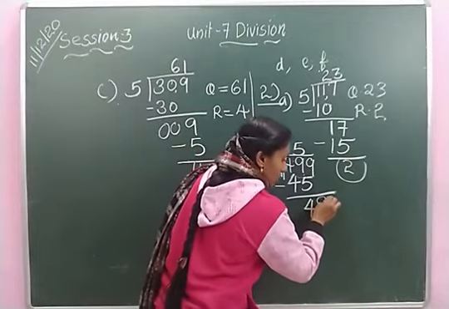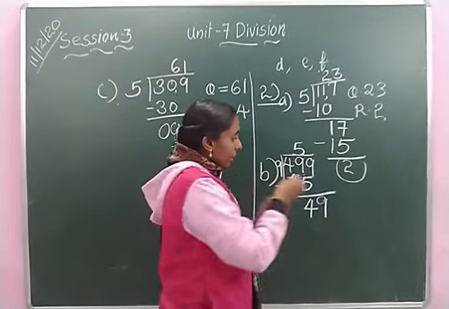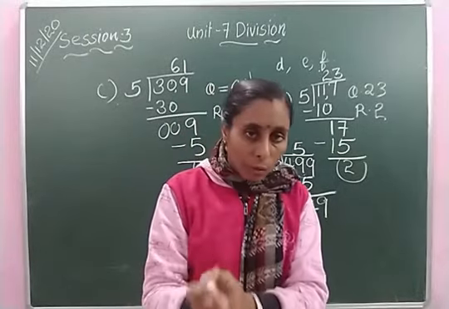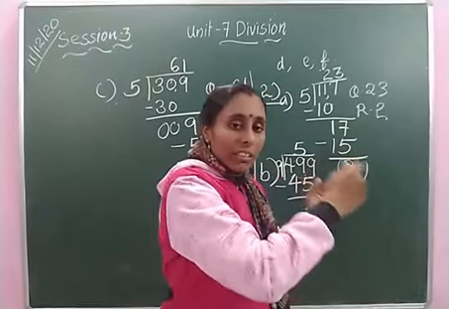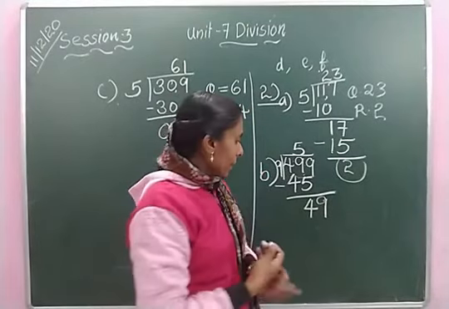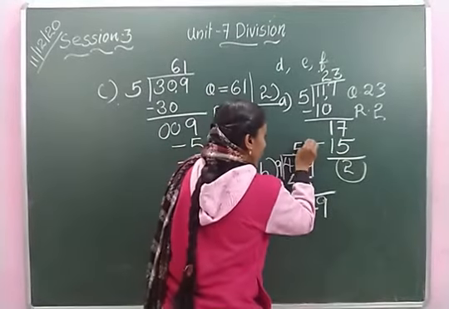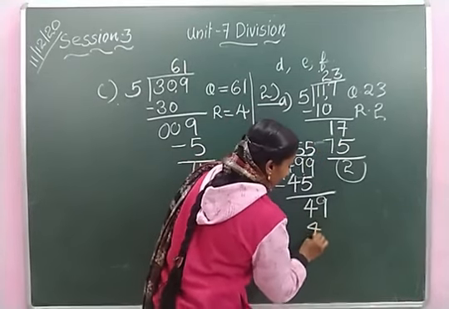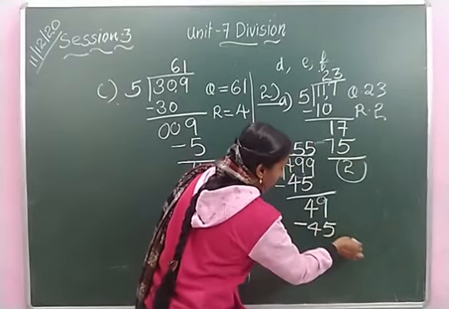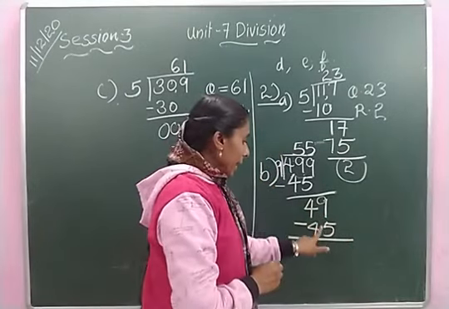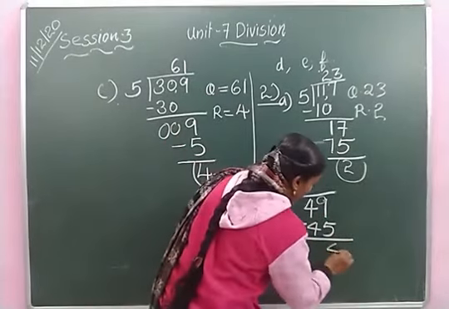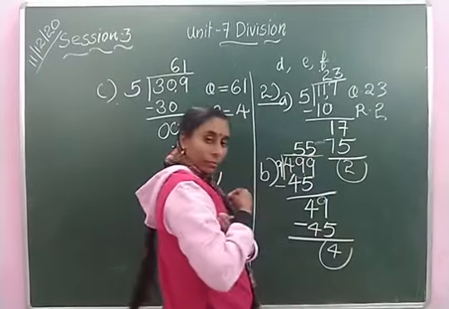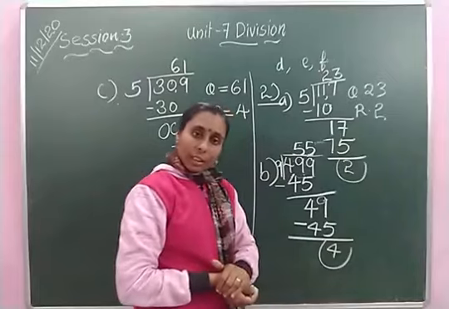The 9 comes down. In the dividend, when we complete all the numbers, then only the division will be complete. Okay. 49. Again we have to write here 5. 5 nines are 45. Next step is subtraction. 49 minus 45 is equal to 4. Since there is no number to bring down, we can stop the division here.